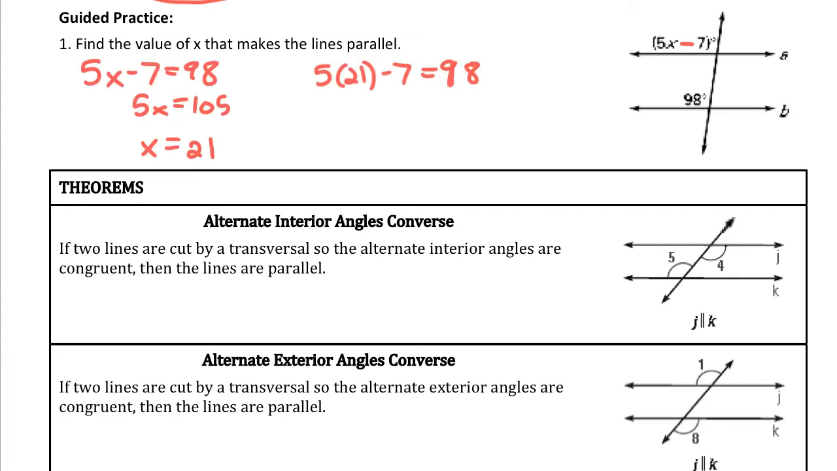Okay, so for this guided practice, all I have to do is say these angles must be equal in measure for A and B to be parallel. So I take 5x minus 7 equals 98. I solve that. I get 21. I can go back and check that in the expression to make sure that's the proper value for x. So x is 21 for that guided practice.